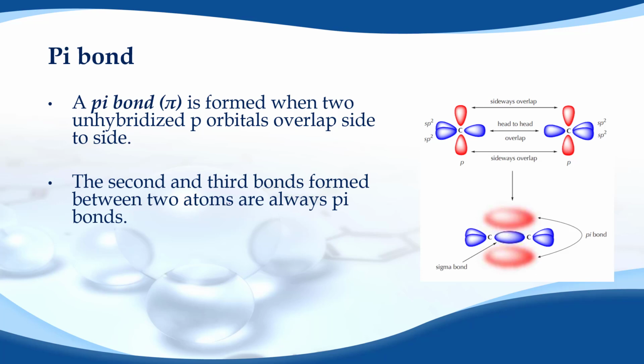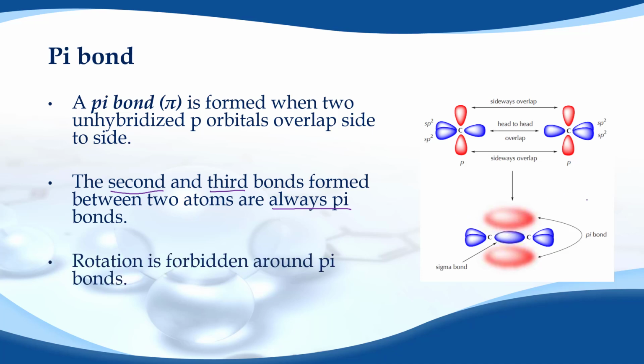So the first bond formed between any two atoms is always sigma. The second bond and the third bond are always going to be pi bonds. So a single bond is just a sigma, a double bond is a sigma and a pi, and a triple bond is a sigma and two pi bonds. And again, as far as rotation, because the pi bond is combined where it is, there's no rotation around that bond. When you form a double bond, the molecule cannot rotate around it.